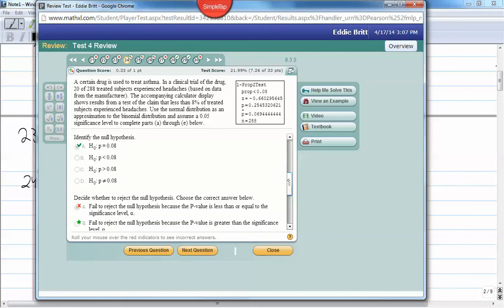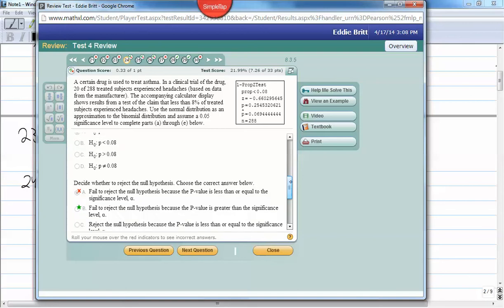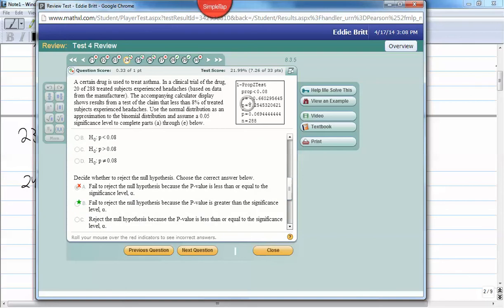Alright, decide whether to reject the null hypothesis. And that means either we're going to reject H sub 0 or we're going to fail to reject H sub 0. Okay? And so to do that, we need the p-value.